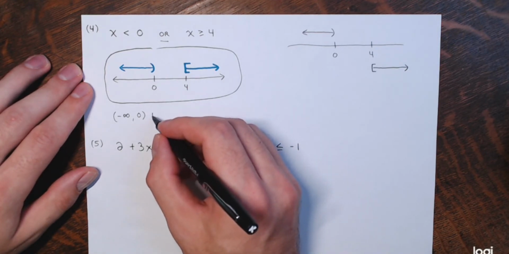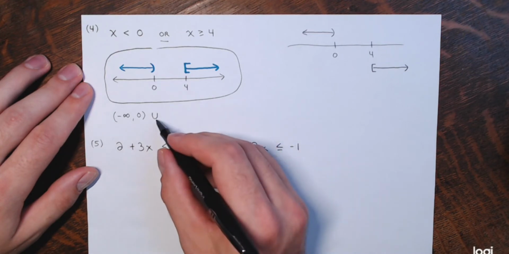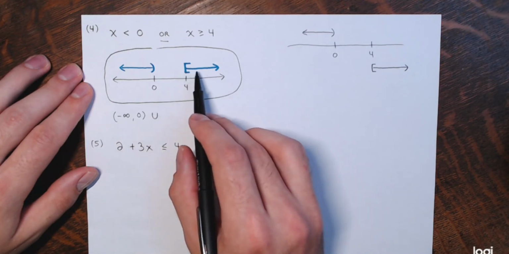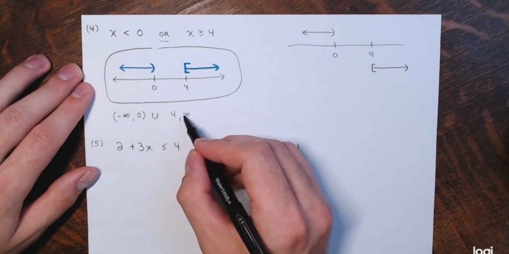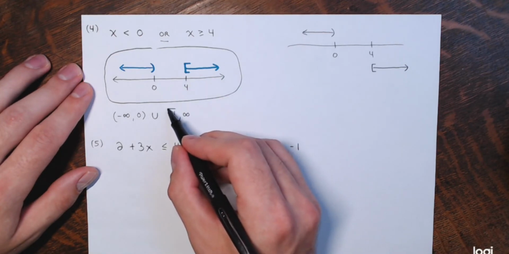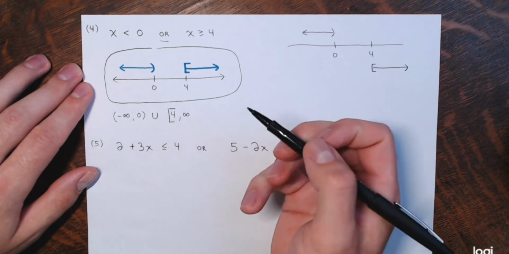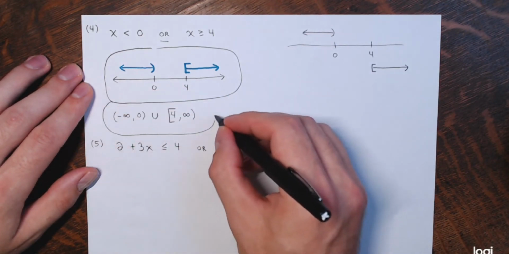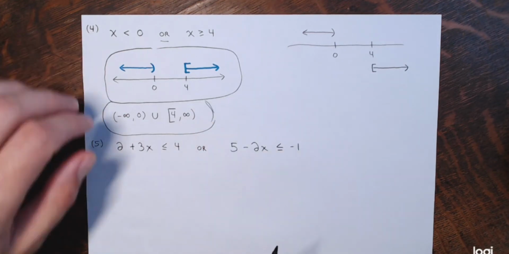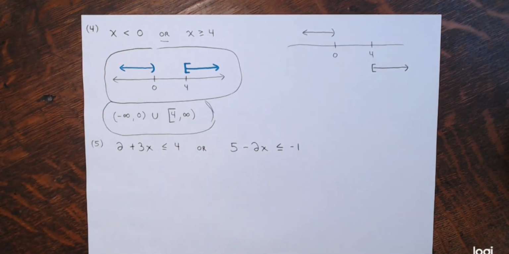In union with, right, the little union symbol. And then the second piece is from 4 to positive infinity. With the bracket on 4, because 4 is a solution, and a parenthesis on infinity. Right, there you go. Interval notation. Alright.